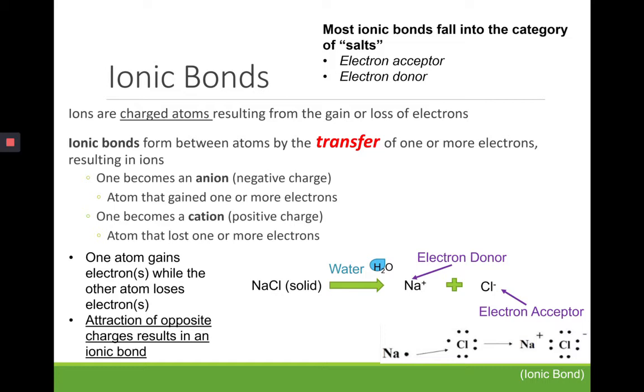With ionic bonds, we're not just seeing the transfer, we're seeing the loss or gain of electrons by those atoms that are participating in the ionic bond. And when you dissolve the substance that's forming an ionic bond in water, you'll see the individual ions, and their charges will remain on the separate ions.